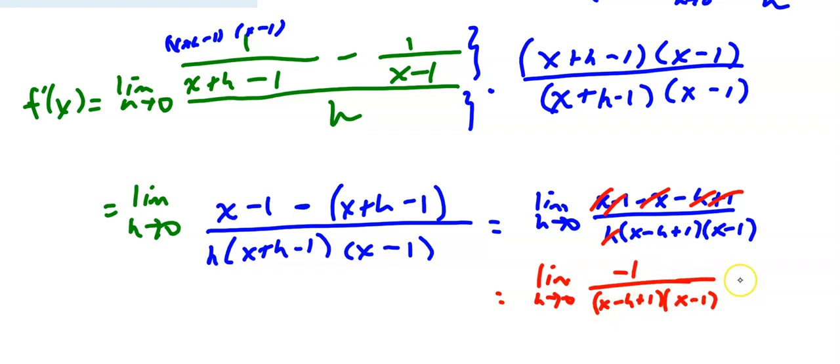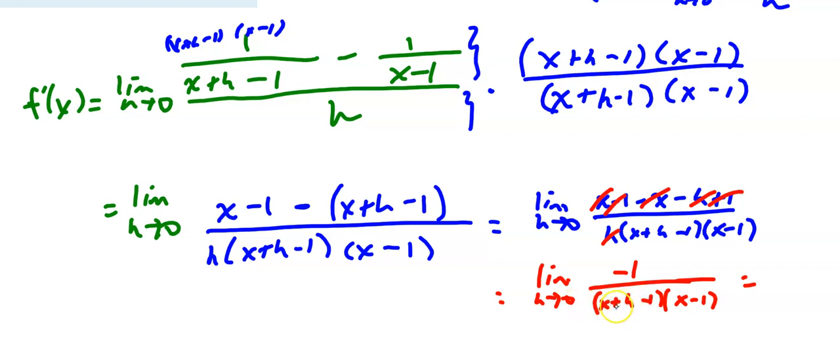If I plug in h as 0, I think I have one tiny little boo-boo. I found it. Okay, so I got an x plus h minus 1, this is going to be an x plus h minus 1.